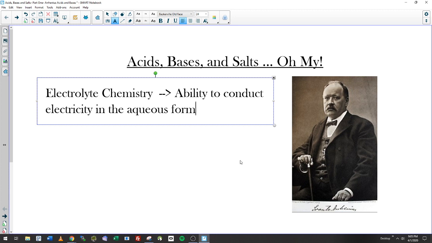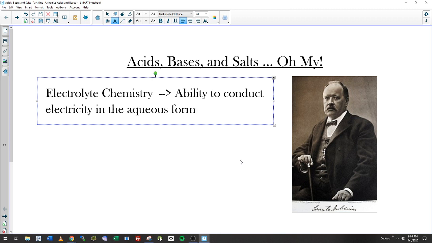You need electrolytes in your body because they are responsible for conducting electricity when in aqueous form. The other thing I just want to throw out there is that you constantly need to have a supply of electrolytes in your body to conduct this electricity when you're playing sports.